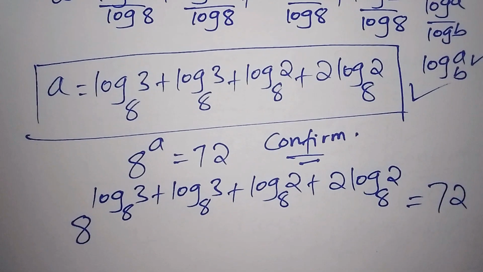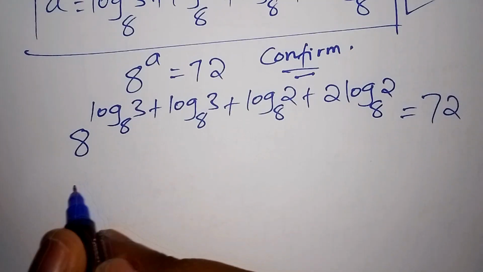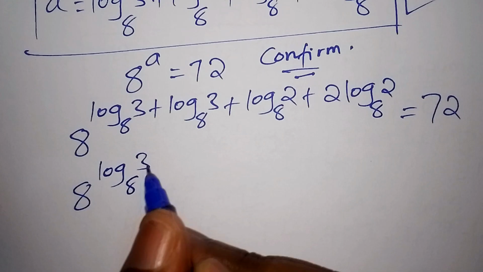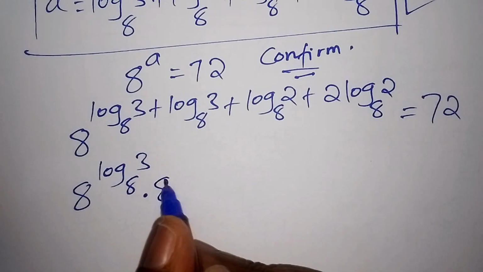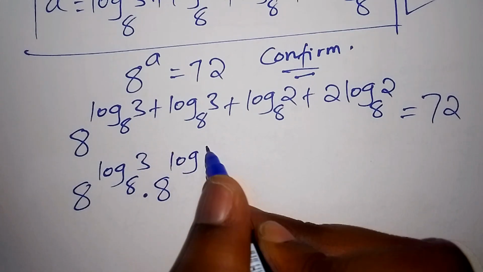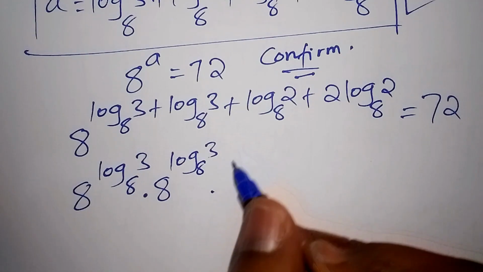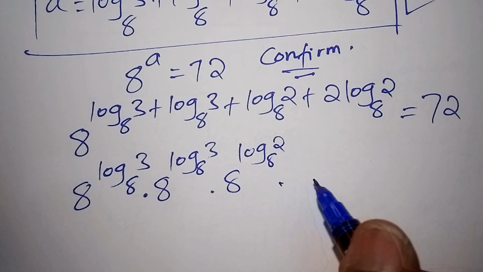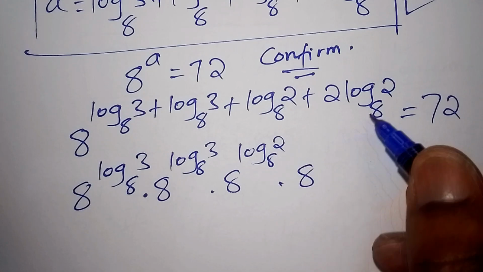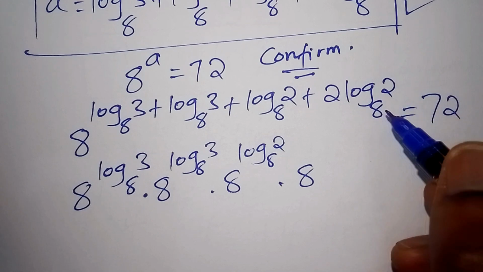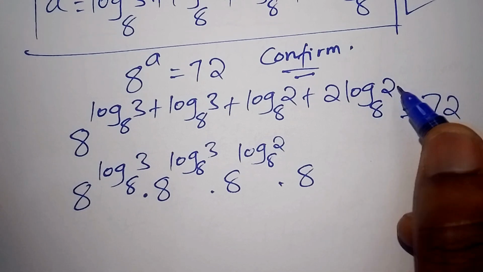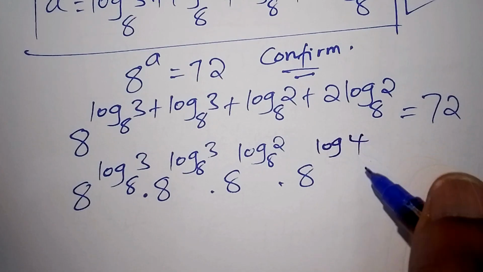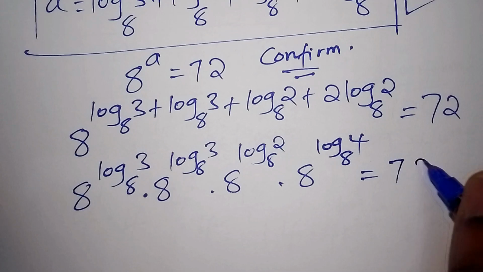When we write it afresh, we have 8 to the power of the log of 3 to the base of 8, and the addition changes to multiplication: 8 to the power of the log of 3 to the base of 8, multiplied by 8 to the power of the log of 2 to the base of 8, multiplied by 8 to the power of 2 log 2 to the base of 8. We shall have it as the log of 2 to the power of 2, that is the log of 4, so the log of 4 to the base of 8.